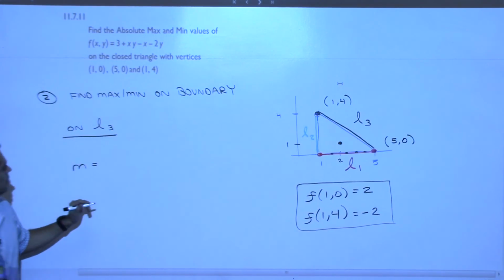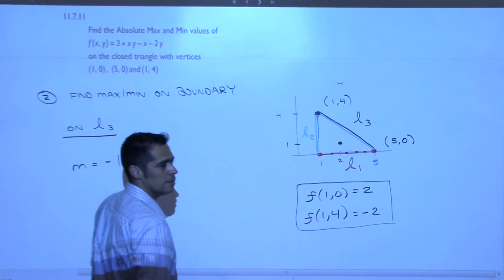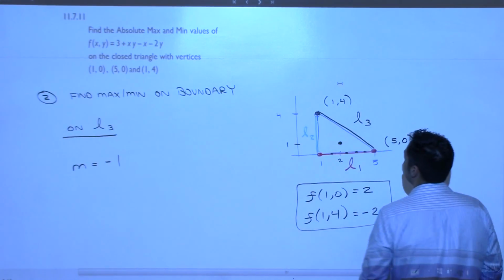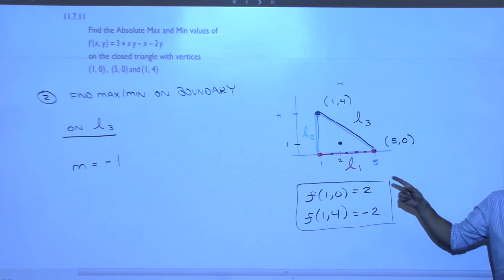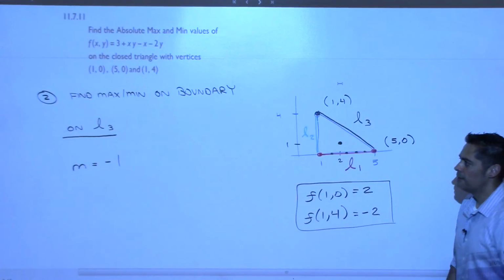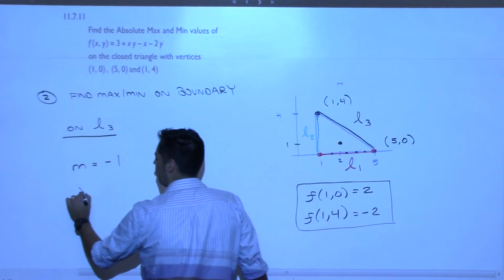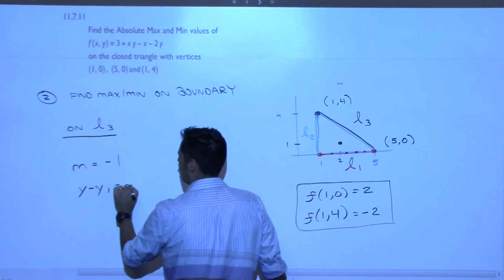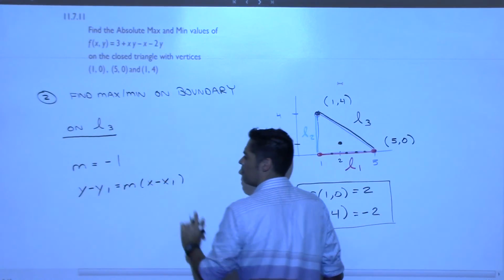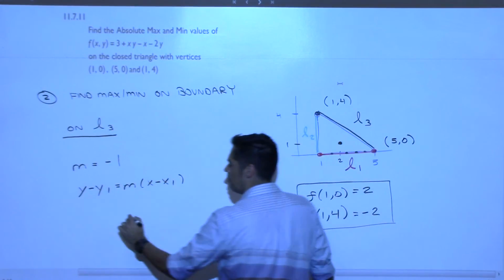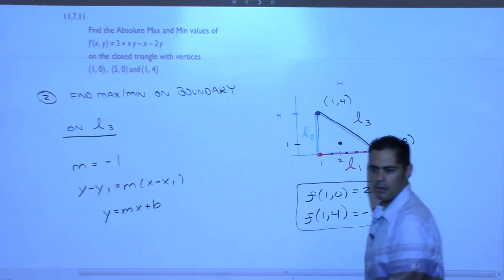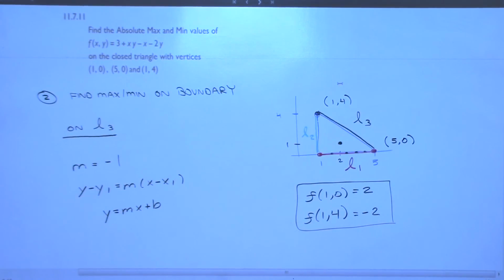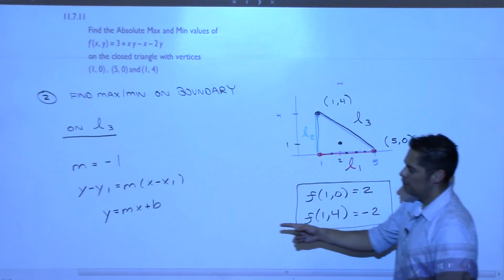-1? Is it? It is. It's -1. But we need the equation of the line, so how would you get the equation? You could use this formula, remember this one? Or there's another one, y equals mx plus b. But if you do that one, you have to know the y-intercept.